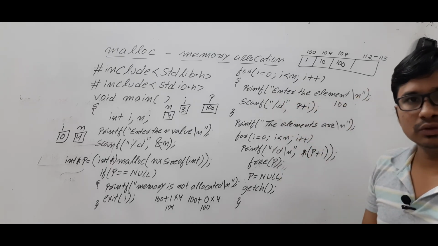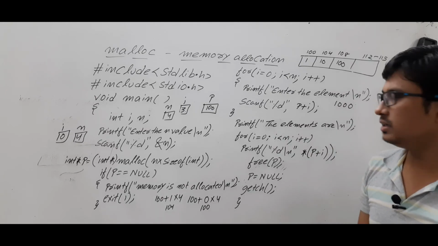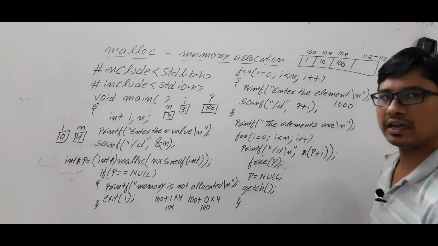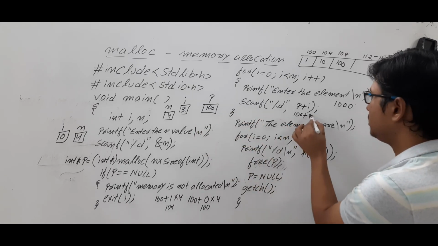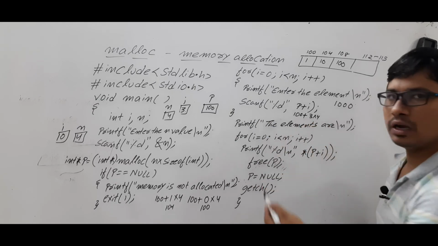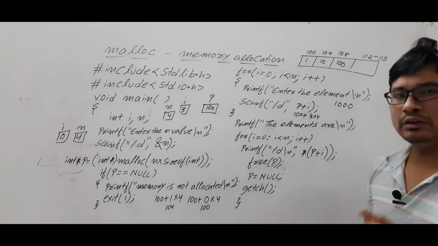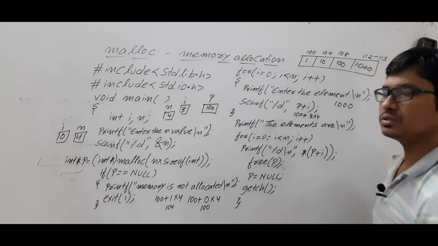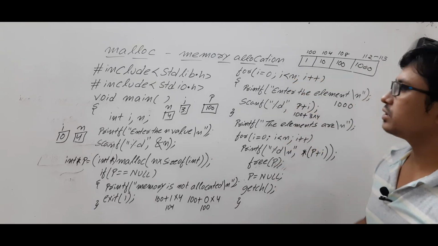Again you are asking the user to enter the element. Let's take that this time the user has entered 1000. This value you want to store in the address location of P plus I. P is 100, the I value is currently 3, so 3 into 4, which will be 12. 12 plus 100, it will be 112. In the 112 address location, you want to store the element 1000. Okay. Now once it is done, you will go to the I plus plus.